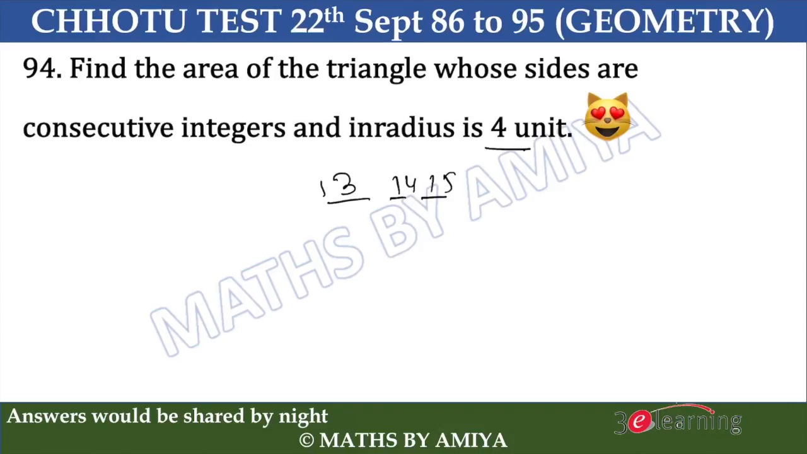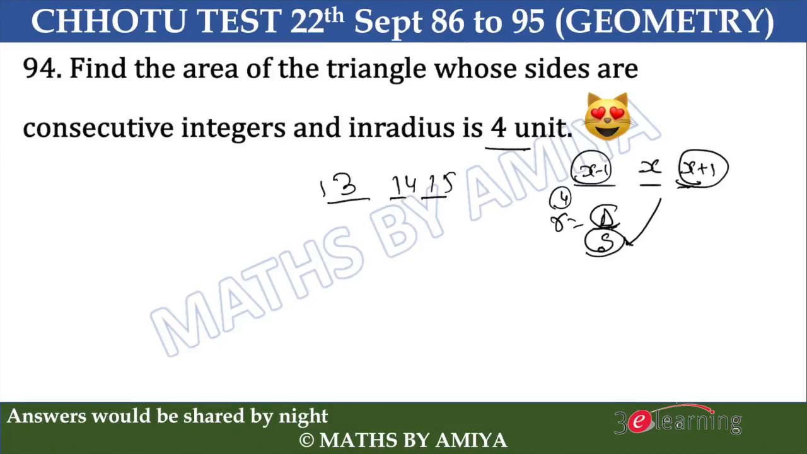Now, we know this is 13, 14, 15, or you can solve it by Heron's formula, that is the inradius is equal to delta upon s, and assume the sides are x, x minus 1 and x plus 1, where the inradius is 4. You can find the semi-perimeter from these sides. You can find the area by Heron's formula and get the value of x as 14.